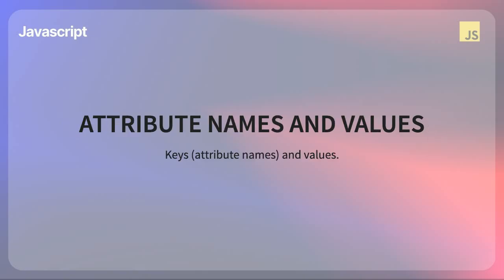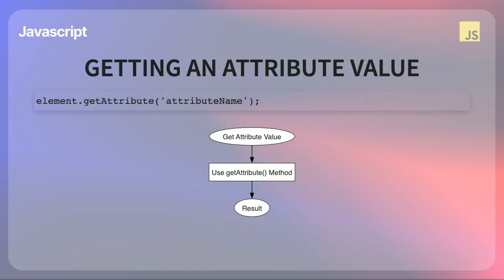When working with element attributes, it's essential to understand the difference between attribute names and values. Attribute names are the keys, while values are the data stored alongside them. The getAttribute method is used to retrieve the value of an attribute. It takes a single argument, the attribute name, and returns the associated value.